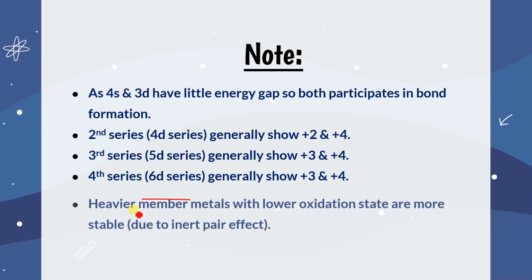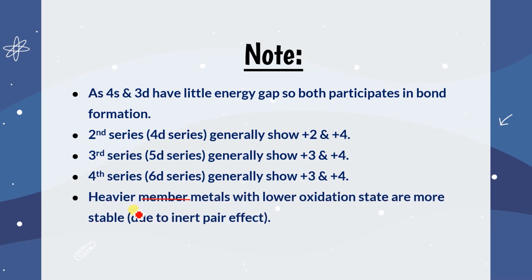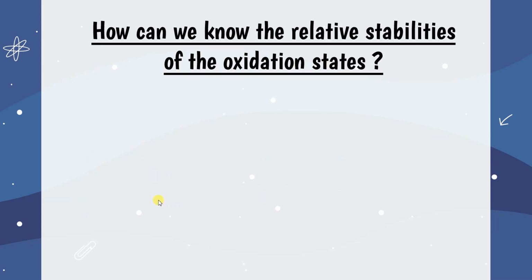Okay, heavier metals, remember, heavier metals will have more lower oxidation states, which will be considered more stable, and again the reason will be the inert pair effect. What it is, I will explain it. How can we know the relative stabilities of oxidation states?